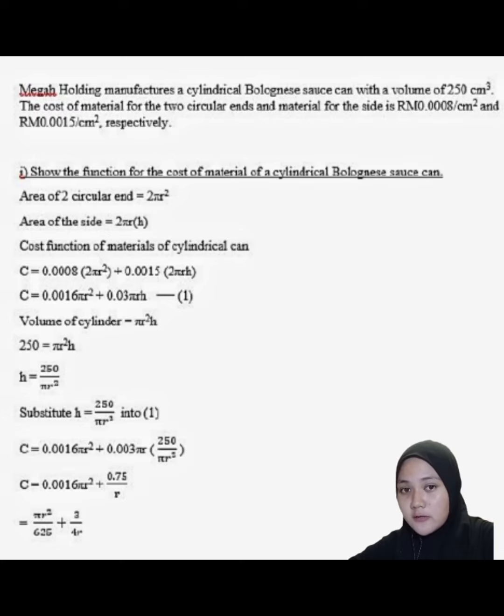In the question was given 250, a volume of cylindrical bolognese sauce can. So 250 equal to πr²h, and then substitute h equal to 250 divide πr², put into cost function, and the answer is πr² divide 625 plus 3 divide 4r.